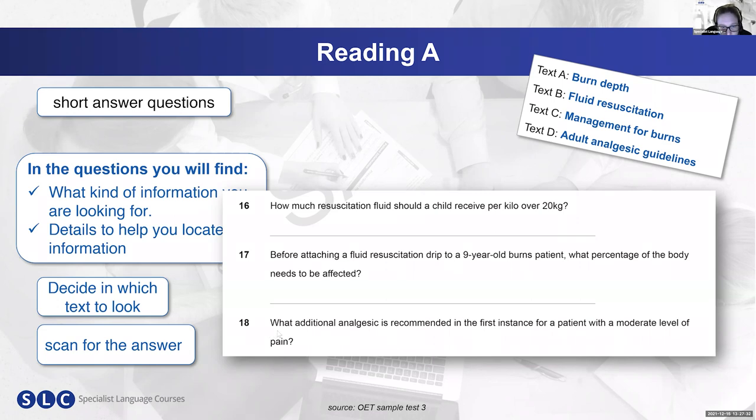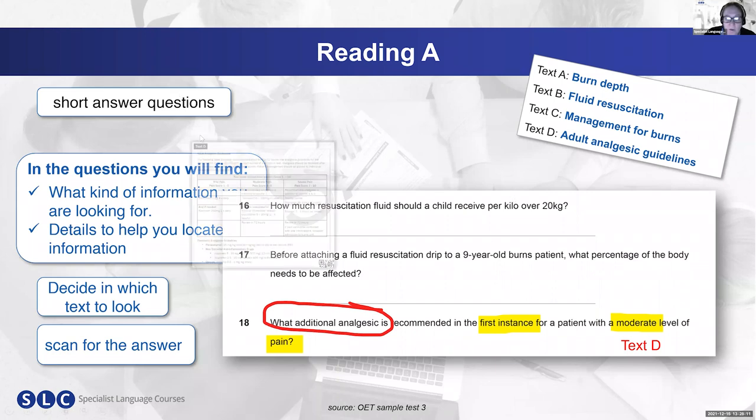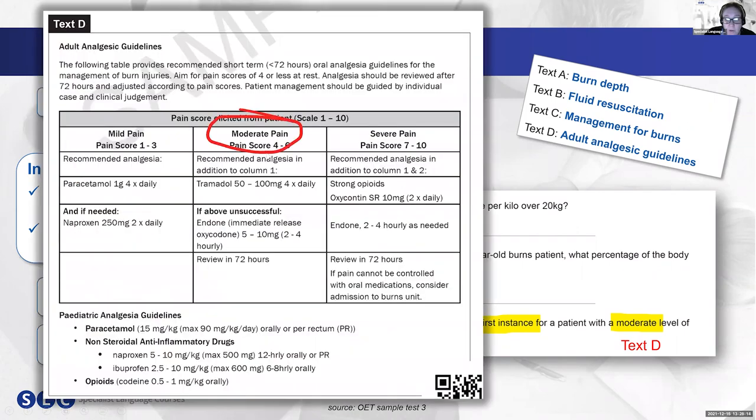And the last one, what are we looking for? What additional analgesic is recommended in the first instance for a patient with a moderate level of pain? So we're looking for additional analgesic. What are the key words in number 18? Yeah, moderate pain for sure. Yes, in the first instance as well. And it's going to be clearly in text D. So let's have a little look. We know straight away we're going to the second column, moderate pain. And we're looking at additional analgesics. So it says recommended analgesia in addition to column one. And we are looking for tramadol.